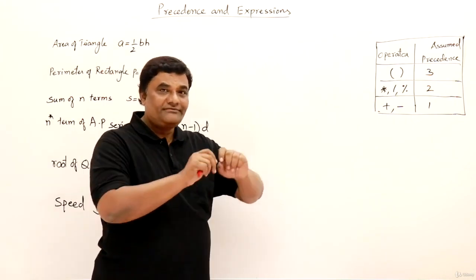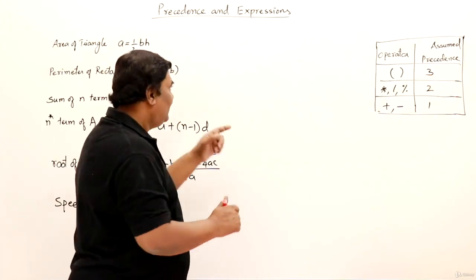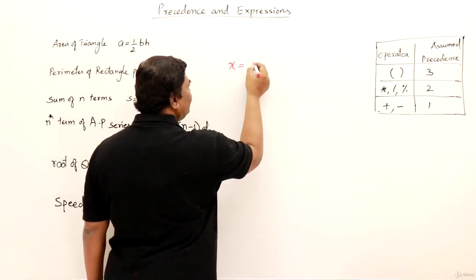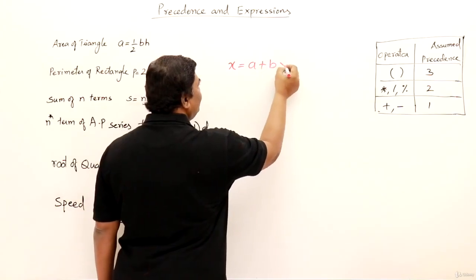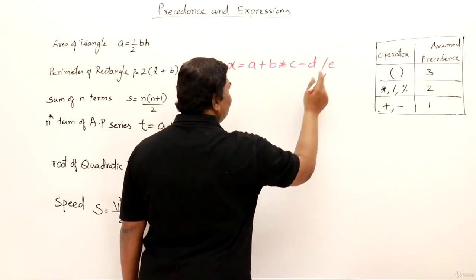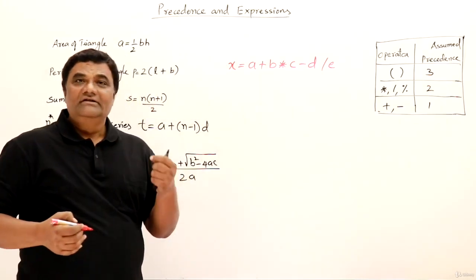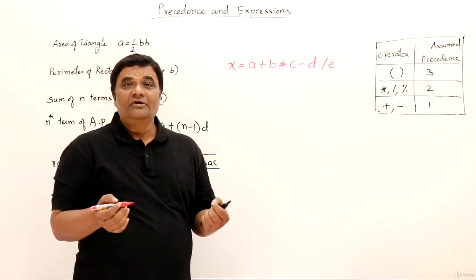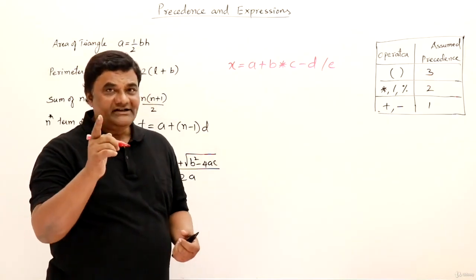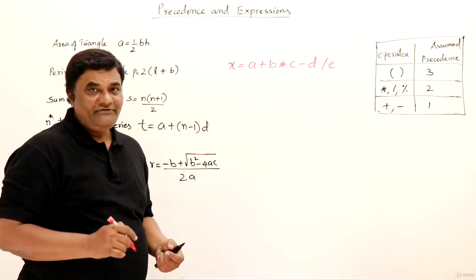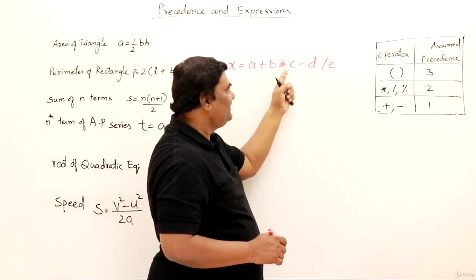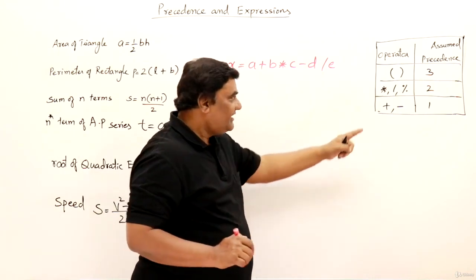So I will simply write a formula, then I will show you. Suppose I am saying x is assigned a plus b multiplied by c minus d slash e. This is the formula I have written. Now, in this formula, which operator gets executed first? That actually depends on the precedence of the operator. So how many operations have I used here? Addition, subtraction, multiplication, division. Four operations.